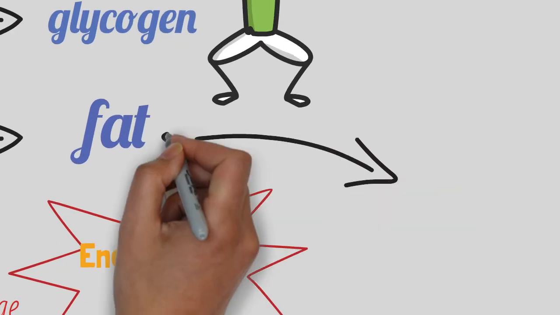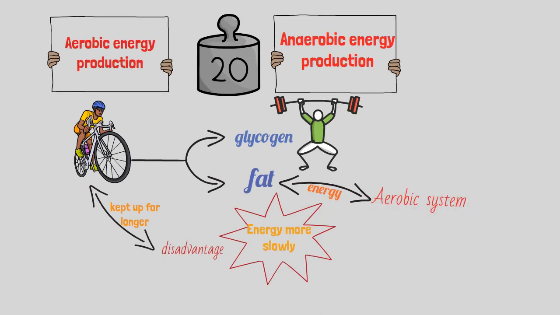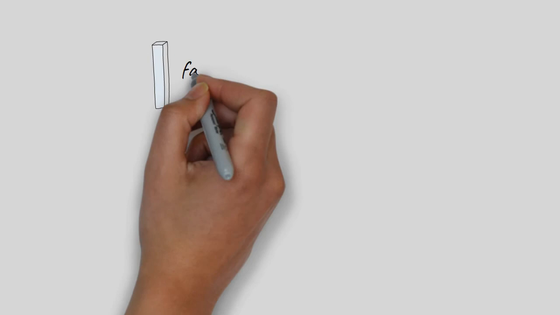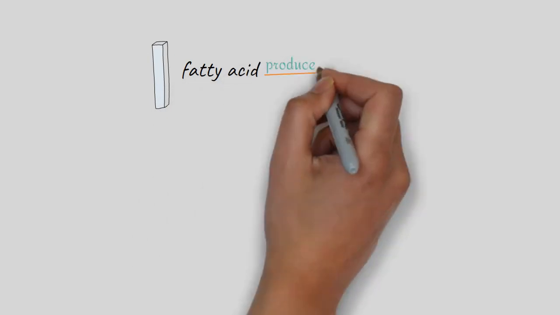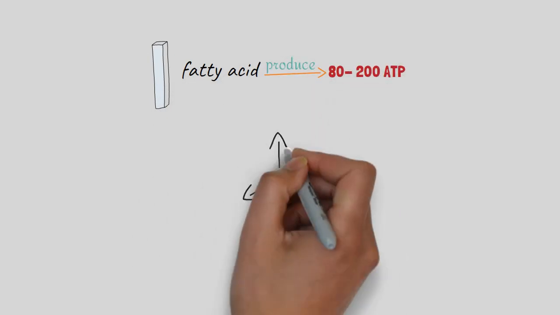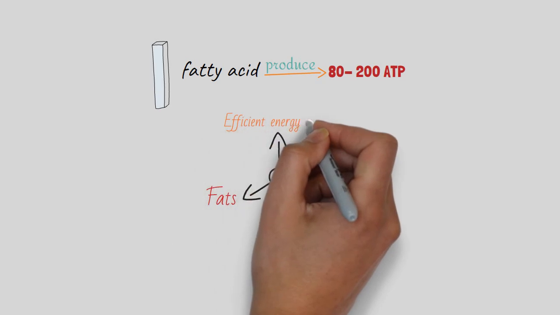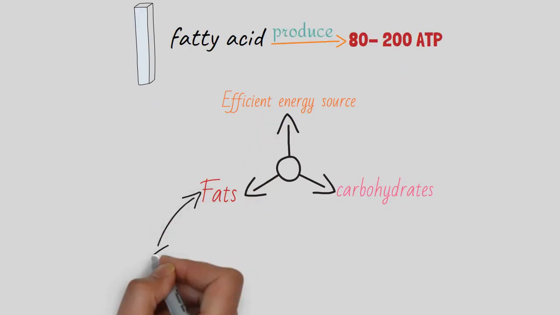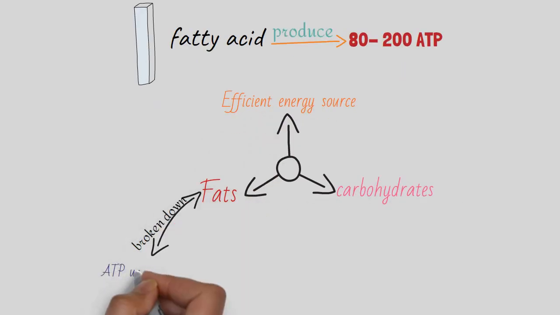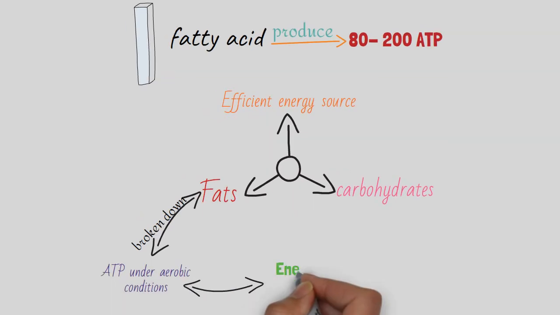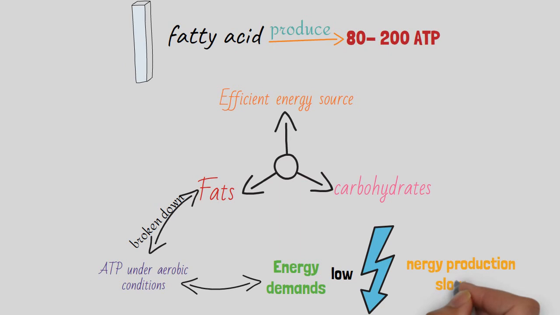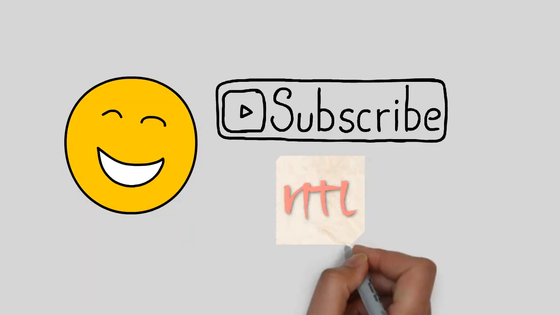Fats can also be used to produce energy. In the aerobic system, one fatty acid can produce between 80 to 200 ATP molecules depending on its type. Fats are therefore an even more efficient energy source than carbohydrate. However, they can only be broken down into ATP under aerobic conditions when energy demands are relatively low, and so energy production is lower.